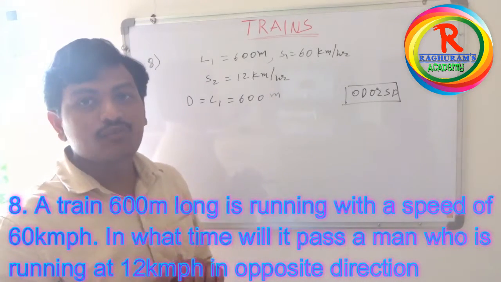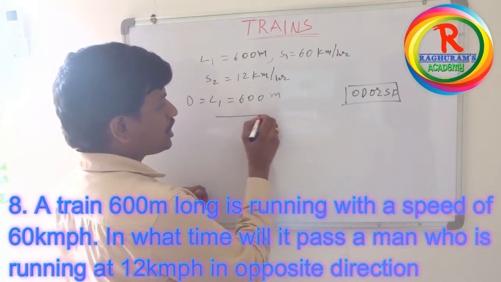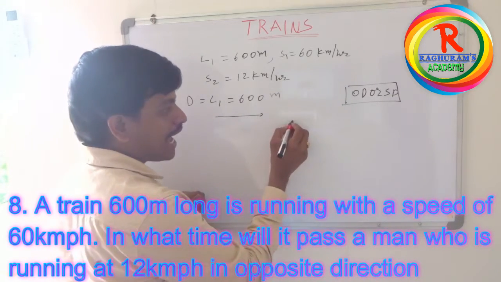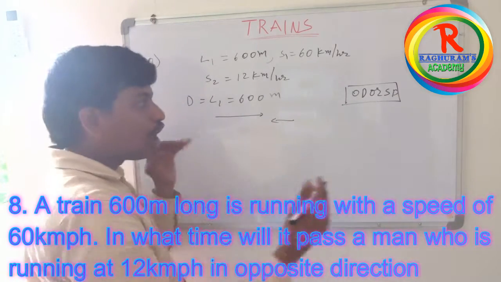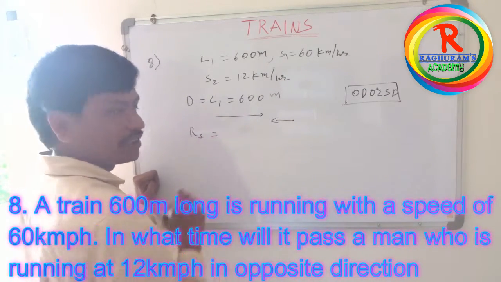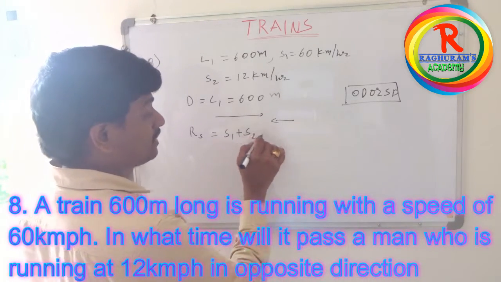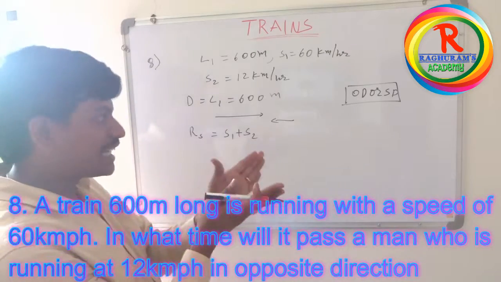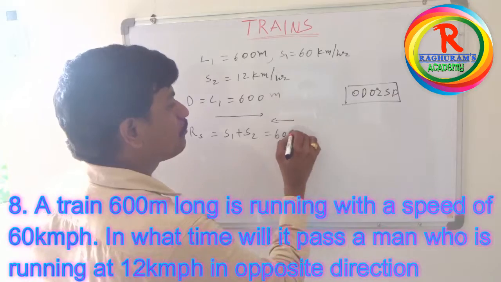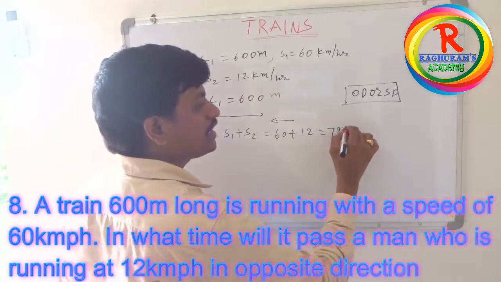And here, in what time will it pass? Opposite direction: the train is moving towards that way and the man is coming this way. We need to find the relative speed. I told you, relative speed is S1 plus S2 if it is the opposite direction, and S1 minus S2 for the same direction. So relative speed is 60 kilometers plus 12 kilometers, that is 72 kilometers per hour.